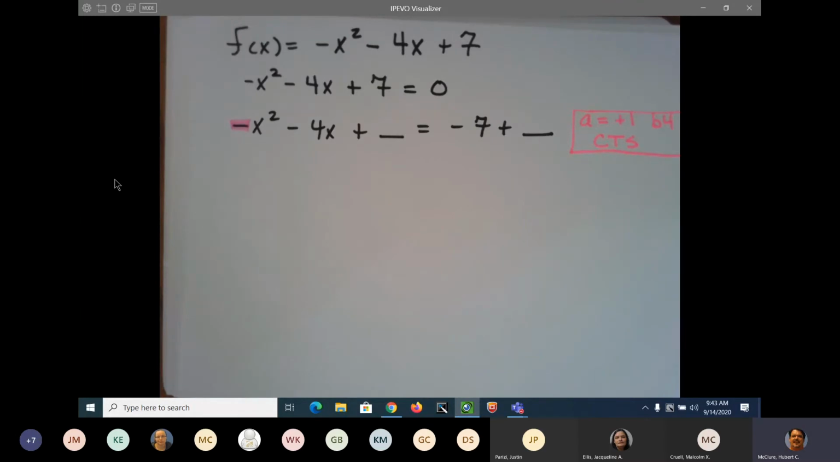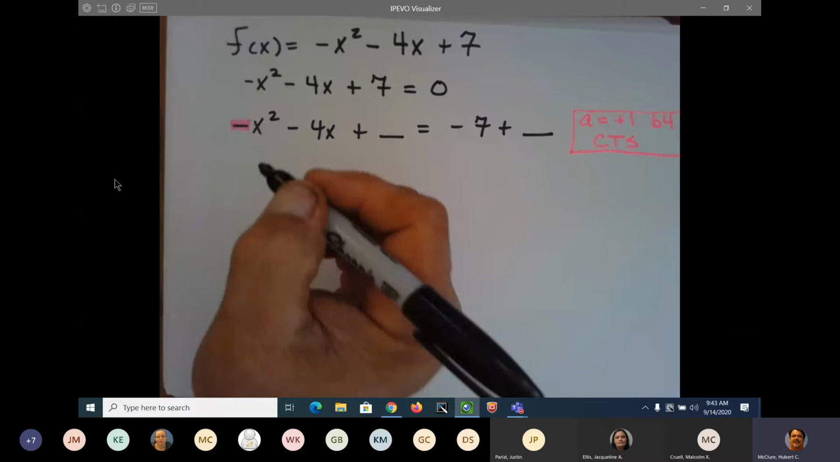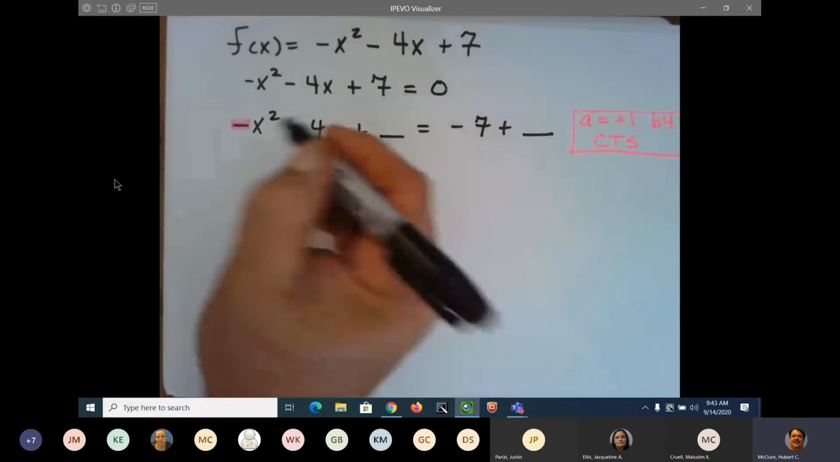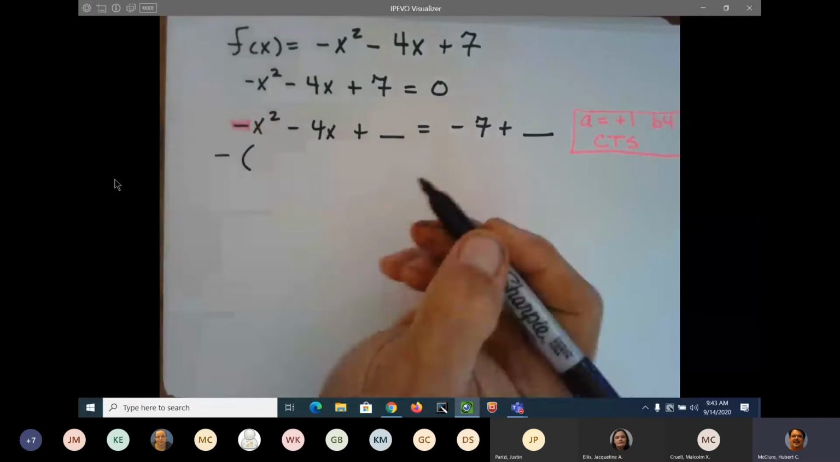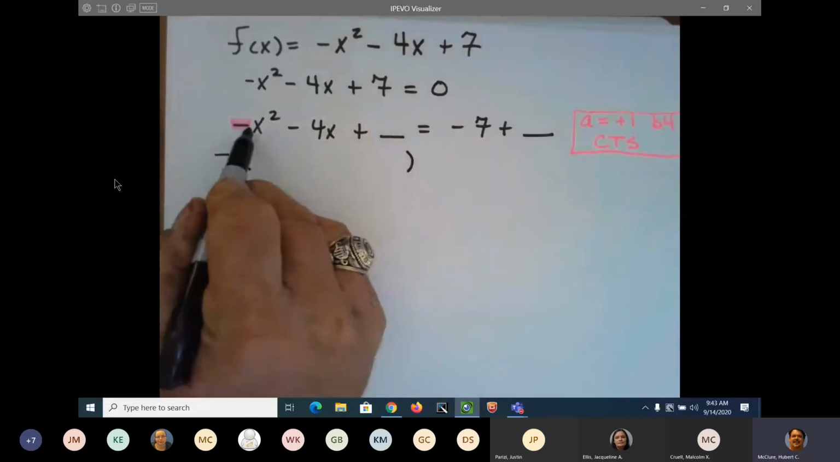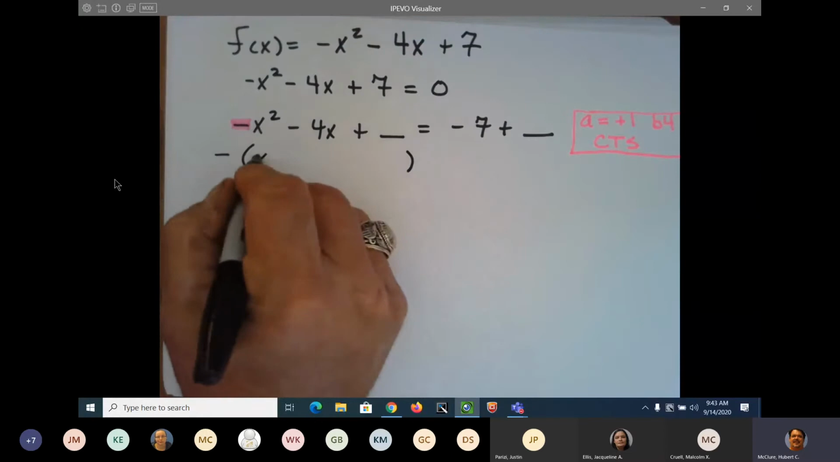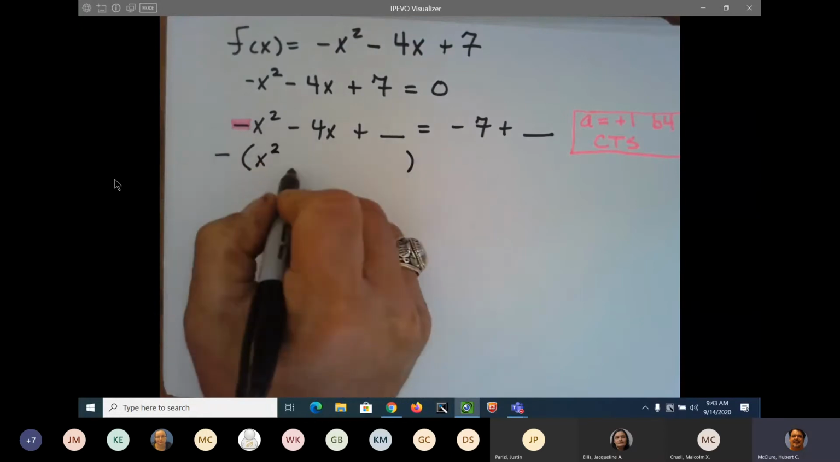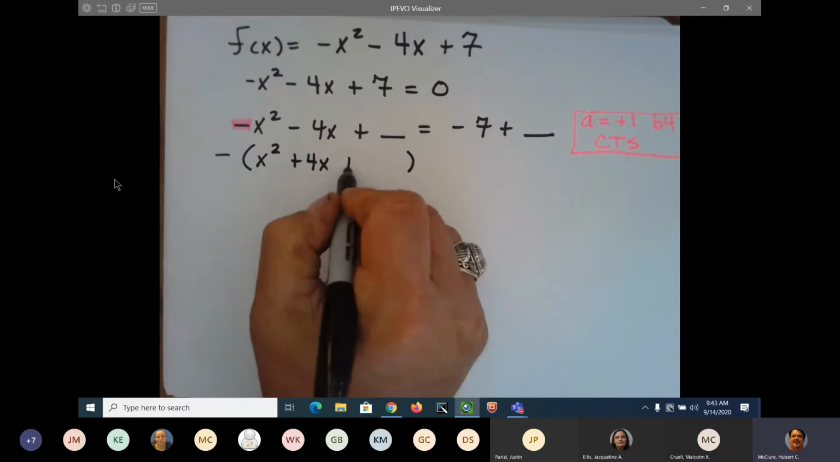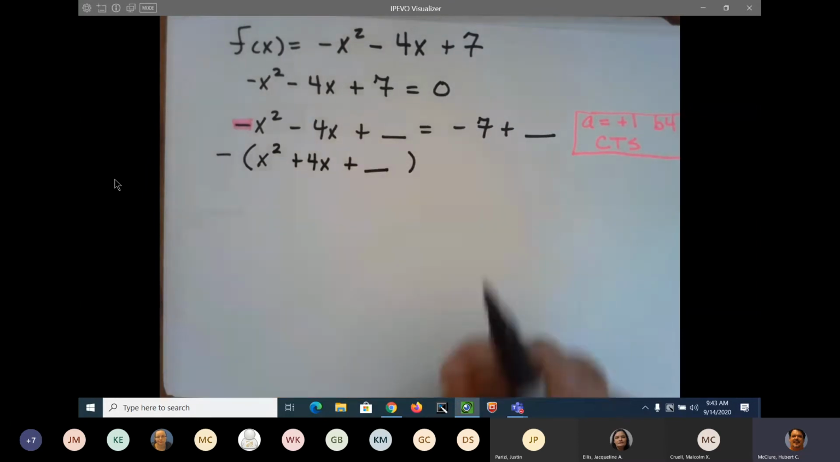So I'm going to factor out a negative 1. So factor out a negative 1. And what happens to this? Well, it becomes x squared, and that becomes 4x. And this is nothing, so you just put nothing because you don't know what that is yet.